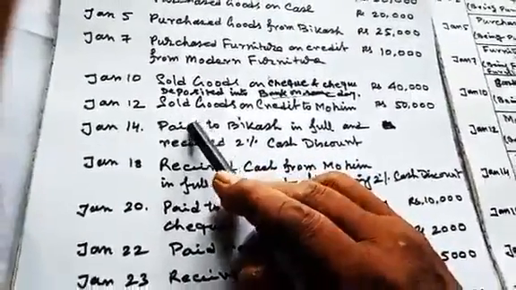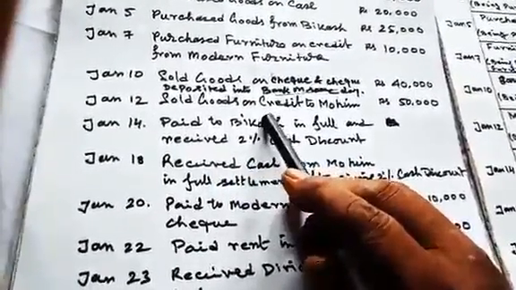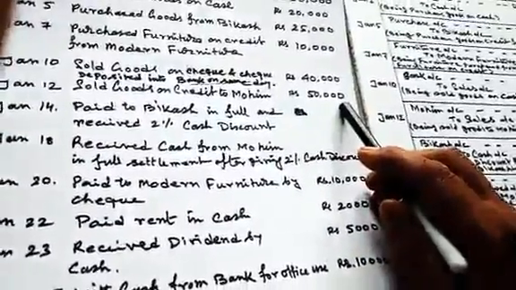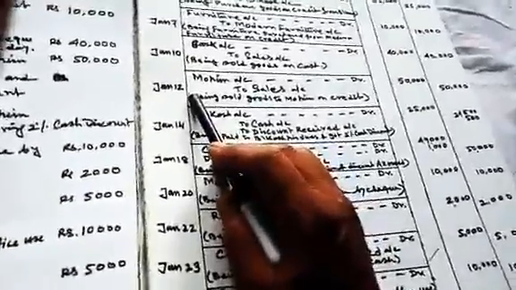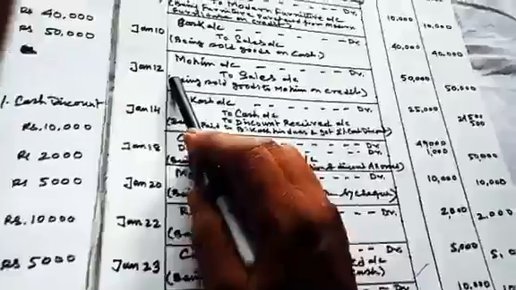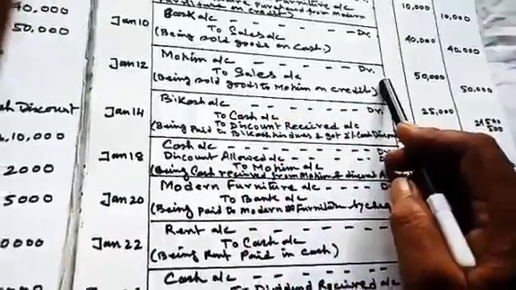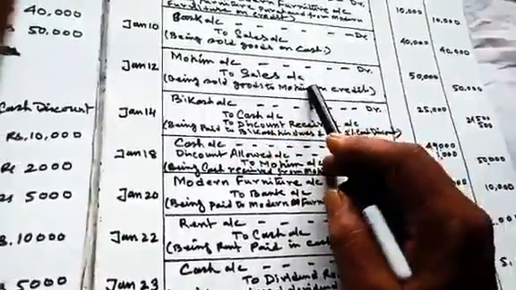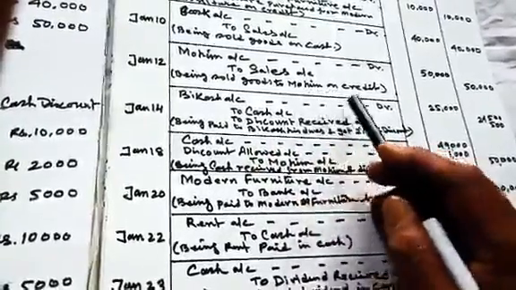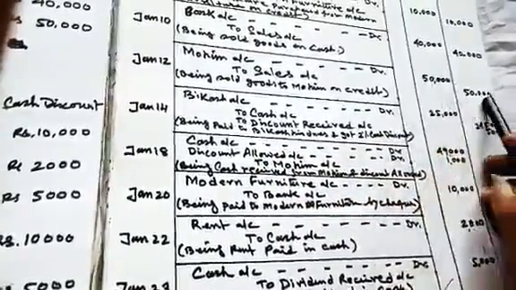January 12. Sold goods on credit to Mohim, rupees 50,000. On January 12, Mohim is receiving the benefit. So Mohim account is debit to sales account. Being sold goods to Mohim on credit, 50,000, 50,000.